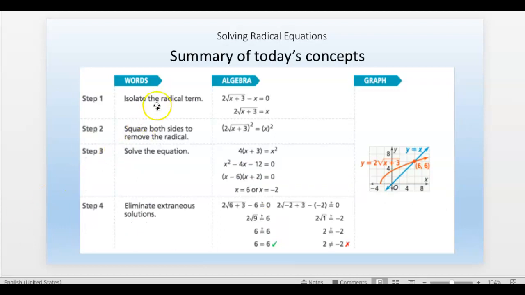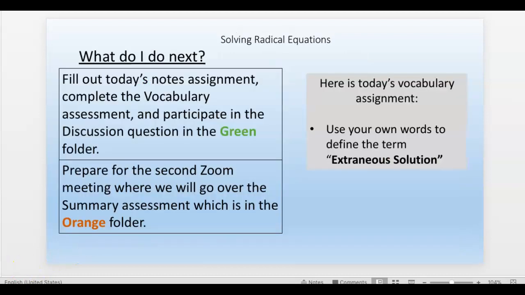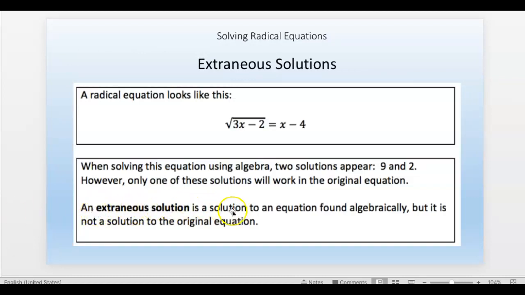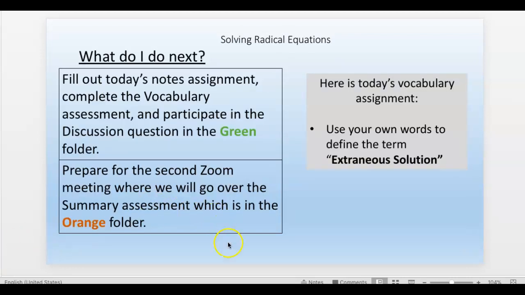Again, guys, here's the 4 steps. Isolate the radical term, square both sides. That removes the radical. Then solve the equation and check for extraneous solutions. Okay, we'll make it a little bit shorter here today. Again, today's vocabulary assignment is just define extraneous solutions in your own words. All right, and guys, this sentence right here is a good way to explain it. That's it.